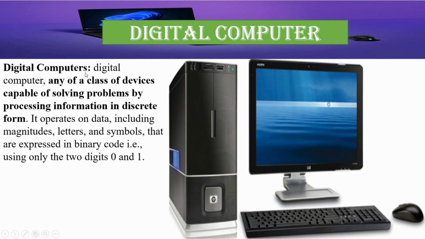Then the second class of computer is the digital computer. A digital computer is any class of device capable of solving problems by processing information in discrete form. It operates on data including magnitudes, letters, and symbols that are expressed in binary code, that is, using only the two digits, zeros and ones. This is a typical example of a digital computer.